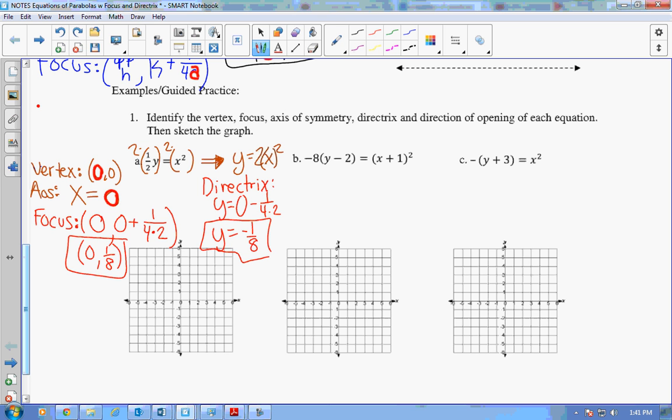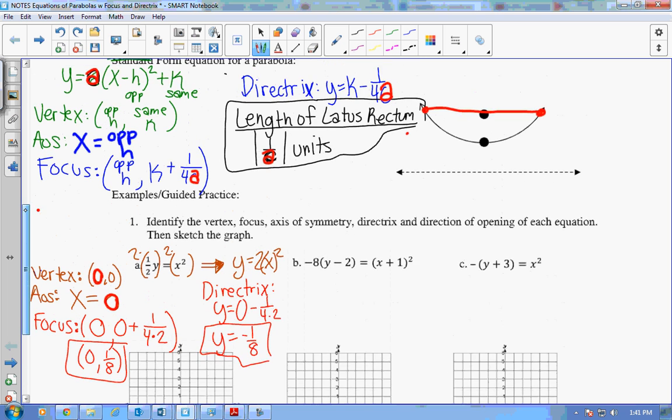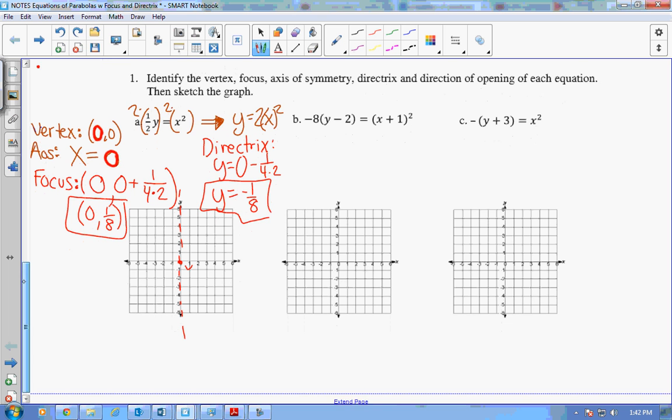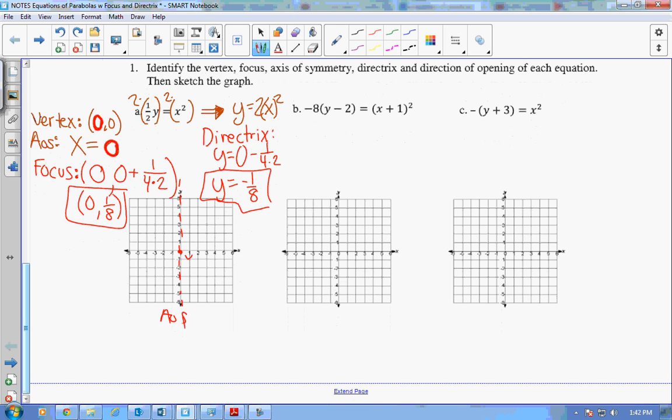I think we have everything to graph. We don't need to graph the latus rectum. Yeah, I think we're good. Okay, let's put everything we know on. Plot the vertex, 0, 0. Okay, the axis of symmetry is x equals 0. We show axis of symmetry by a dashed line, the fold line. Axis of symmetry is a fold line. And for axis of symmetry x equals 0, it should slice through the x-axis at 0.